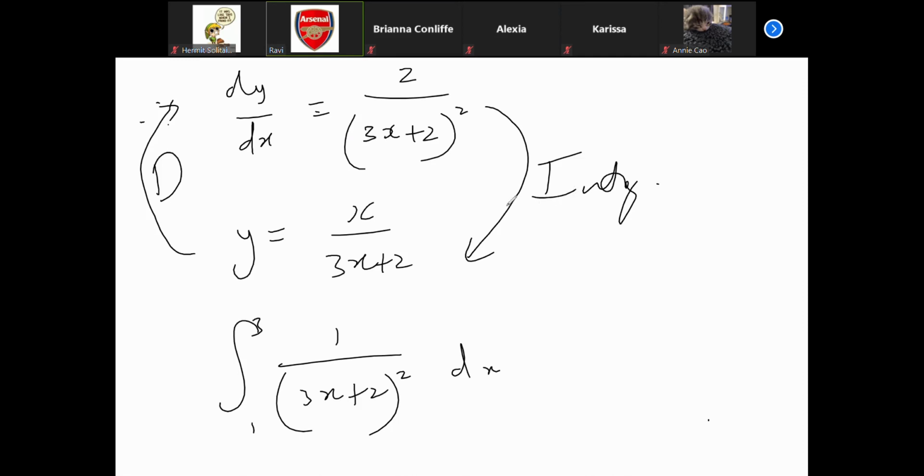Basically what we are saying is that if I differentiate this, that's really what they're asking. The 3x plus 2 squared will cancel. Then if I integrate this, I would integrate 1 over x squared plus 3, and this is all we're going to get. So now we're going to simplify.